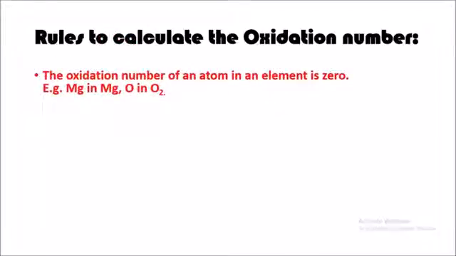The first rule is that the oxidation number of an atom in an element is 0. So for example, if you have magnesium, it's just the magnesium atoms, so it's always going to be 0, and an oxygen molecule, it's always going to be 0. So an element will always have an oxidation number of 0 when it is in an uncombined state.